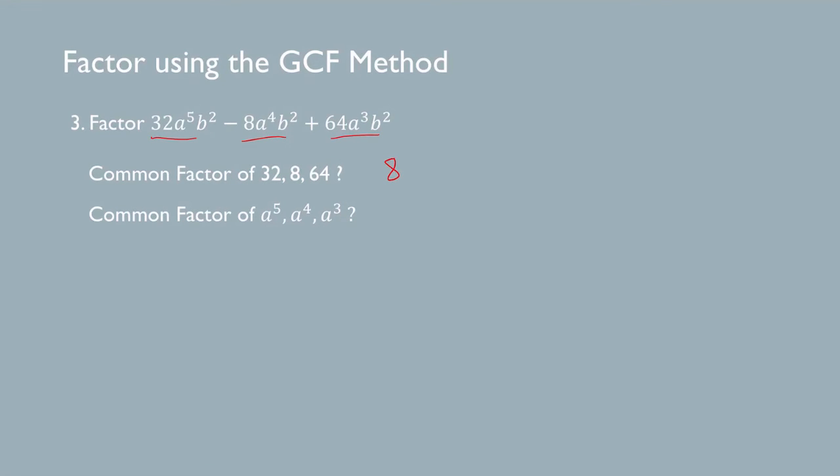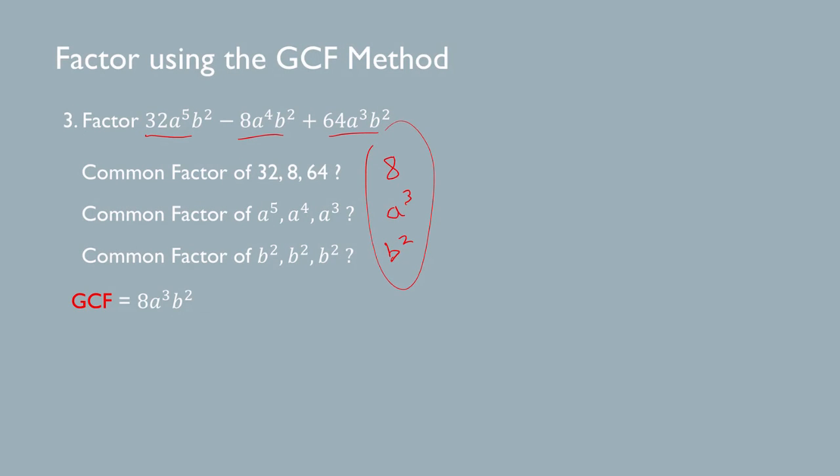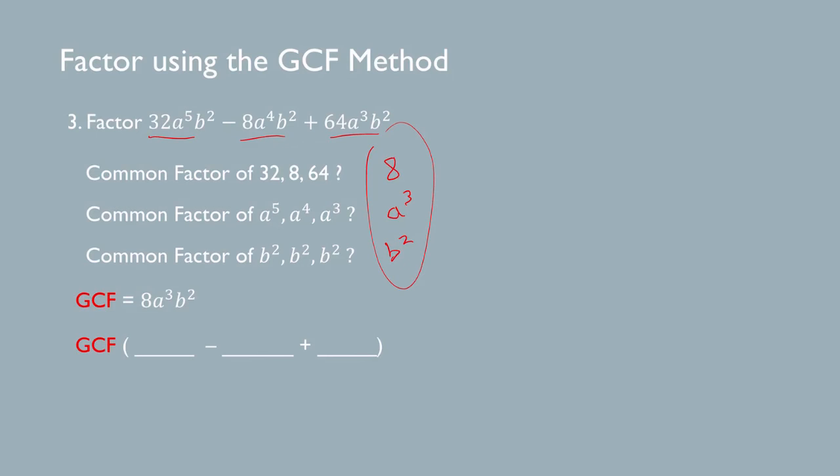Now think of it this way. What power of a divides all three of these? And the greatest power that you can divide all three with is a to the third. And finally, let's look at the b's. And you have b squared, and b squared. So that one, the greatest common factor is b squared. Now all three of these together then comprise the GCF. We'll place the GCF on the outside of the parentheses, maintaining the structure of what we were given.